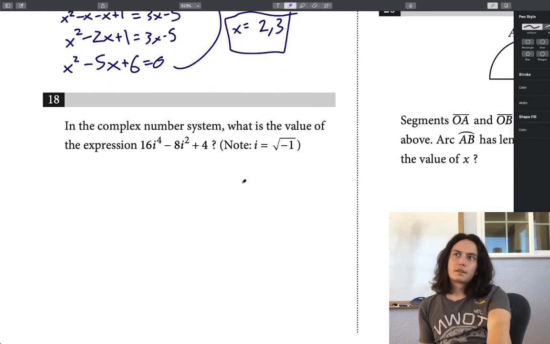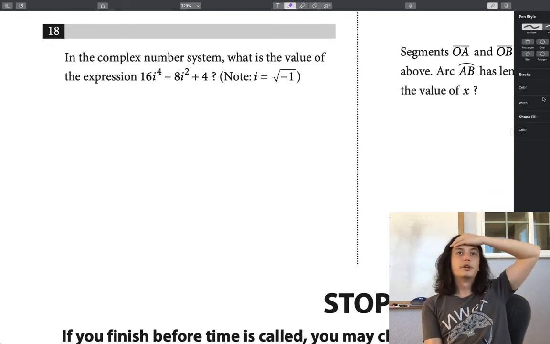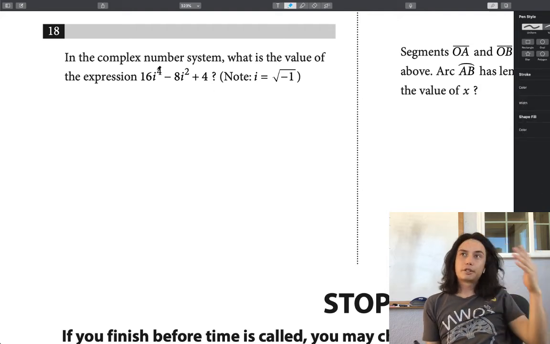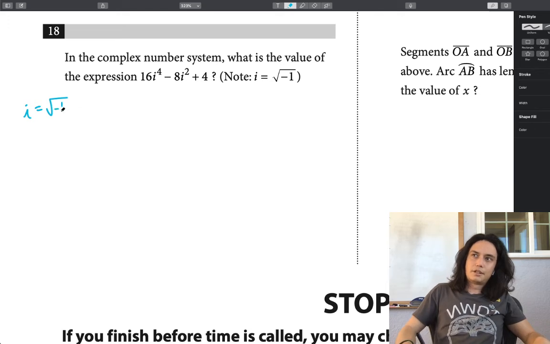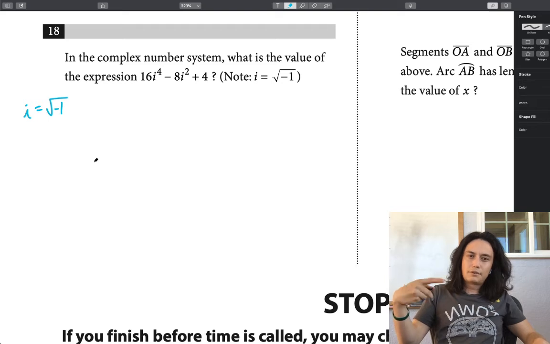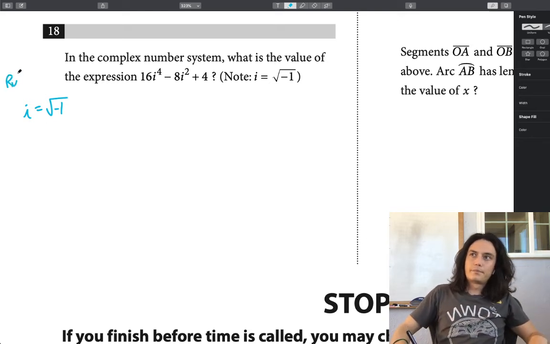All right, question 18. In the complex number system, what is the value of this expression? Oh boy. This is a complex numbers question. They only test a few concepts, but one of them you really should memorize. I'll just explain how i is weird. It's a weird number, and one of the ways in which it's weird is if you keep raising i to higher and higher powers, it goes through a cycle. So I'm just going to show this to you right now.